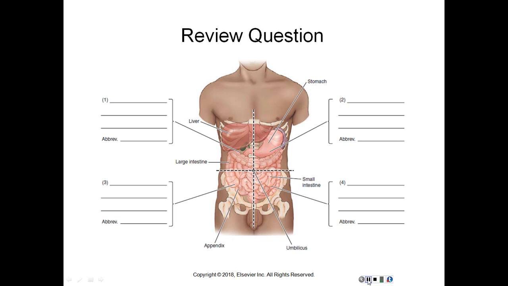And then you have the left lower quadrant. This area encompasses portions of the small and large intestines, the left ureter and left ovary and uterine tube in women, or the left spermatic duct in men.